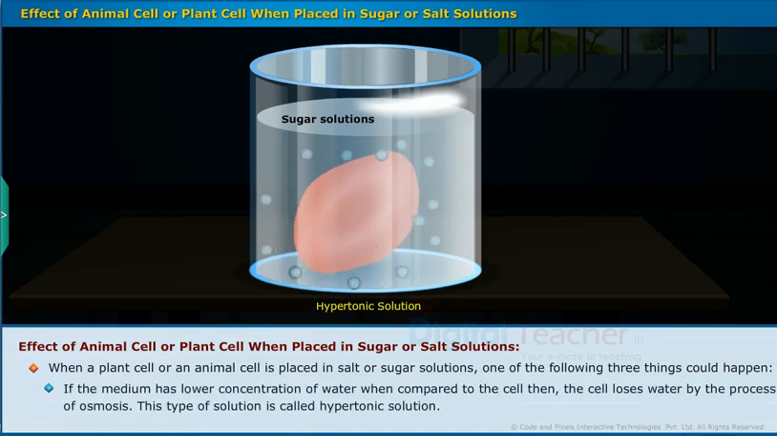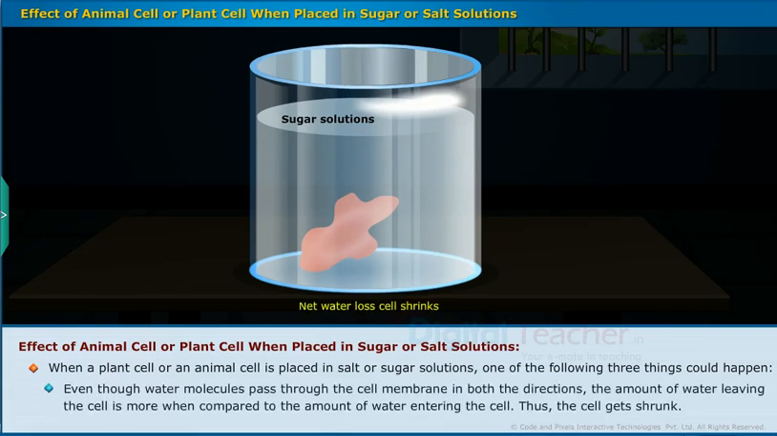If the medium has lower concentration of water when compared to the cell, then the cell loses water by the process of osmosis. This type of solution is called hypertonic solution. Even though water molecules pass through the cell membrane in both the directions, the amount of water leaving the cell is more when compared to the amount of water entering the cell. Thus, the cell gets shrunk.